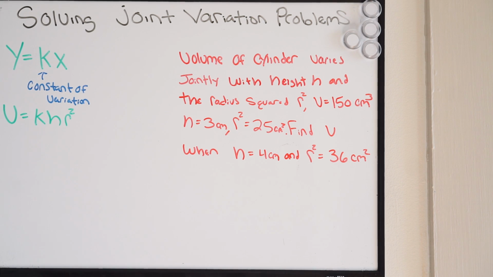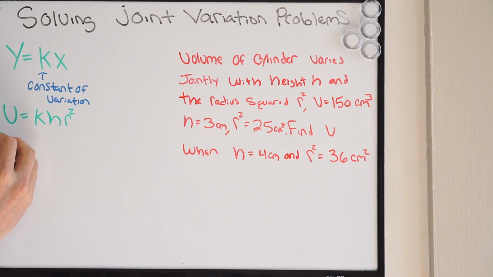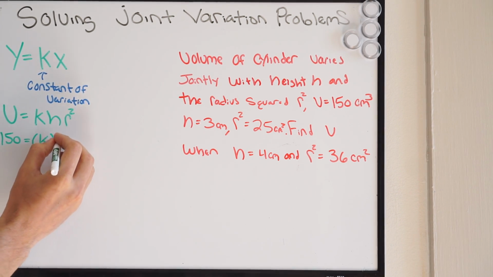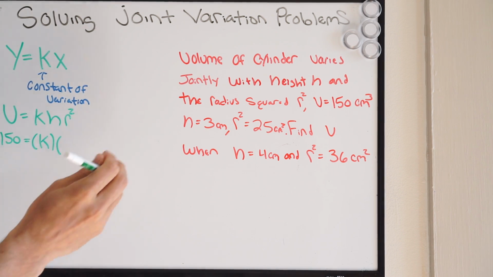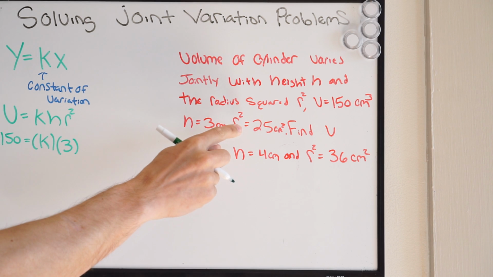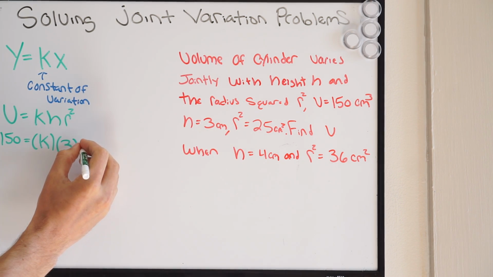Okay, and now all we have to do is plug in these values and solve for k, right? Let's solve for the constant of variation. So we know that the volume is 150 centimeters cubed. Then we have k. And then we'll have our height here, which we determined is going to be 3 centimeters. And then our radius squared, which we determined is going to be 25 centimeters squared. So 25.